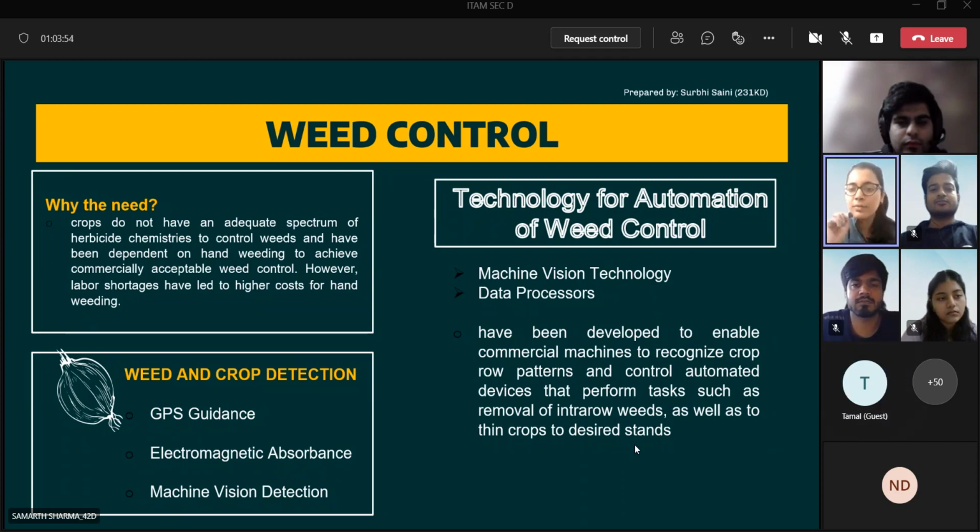Therefore, many technologies have arrived, such as machine vision technology along with data processors, which have been developed to enable commercial machines to recognize crop row patterns and control automated devices that perform tasks such as removal of weeds as well as thinning crops to get the desired result. There are also a lot of techniques to detect weeds, such as GPS guidance, like we talked about. Another is machine vision detection, and the third one is electromagnetic absorbance. Can we move to the next slide, please?